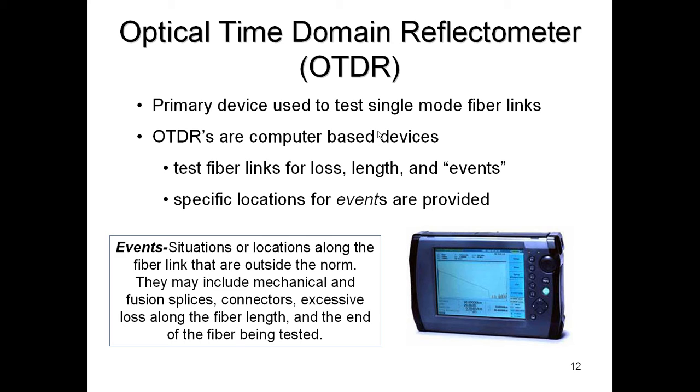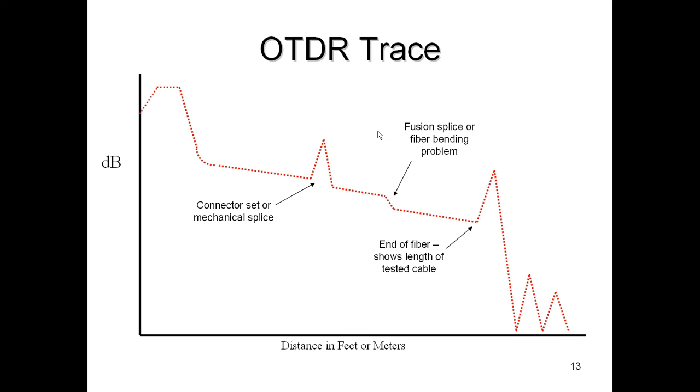So this is a situation that's outside the norm. It could be a connector set, it could be a fusion splice or mechanical splice. We could have excessive loss over the fiber length, or we could have a bend radius violation in the fiber. Any of these can create a loss event, and those loss events will be illustrated on your OTDR. Some OTDRs print on paper, some OTDRs do like the one you see illustrated here, where it gives you a computer screen. Now, this is what a typical OTDR trace would look like, and we've got two axes that we're dealing with.